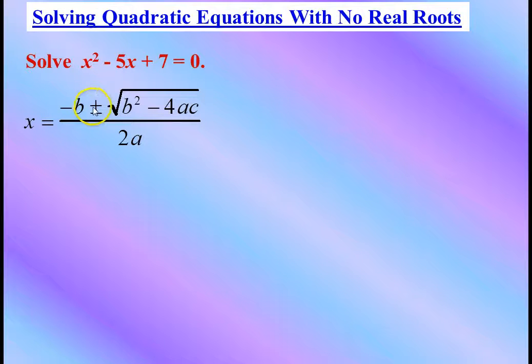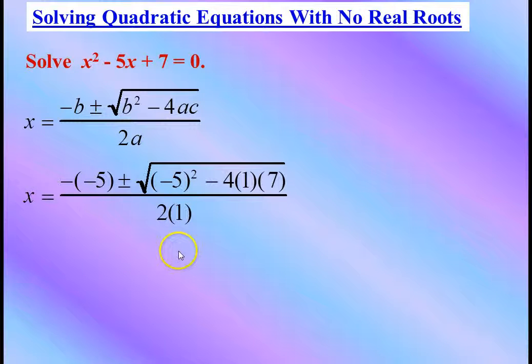All right, so here's what we should have if we substitute into our formula. Minus negative 5, that's the b value, plus or minus negative 5 squared minus 4 times a, which is 1, C is 7, all over 2 times 1. So we simplify that. Minus negative 5 is 5. Negative 5 squared is 25, minus 28. So 25 minus 28 is a negative 3. So we should have 5 plus or minus root negative 3 all over 2.